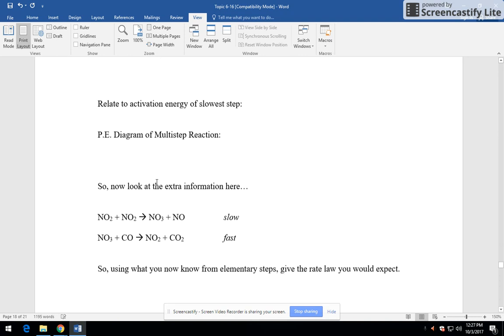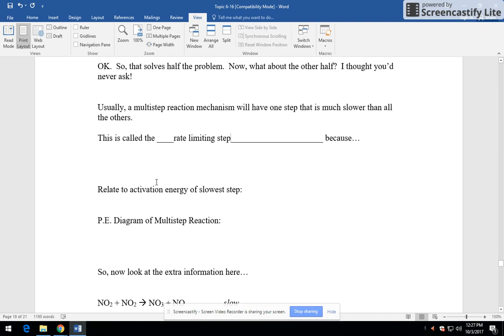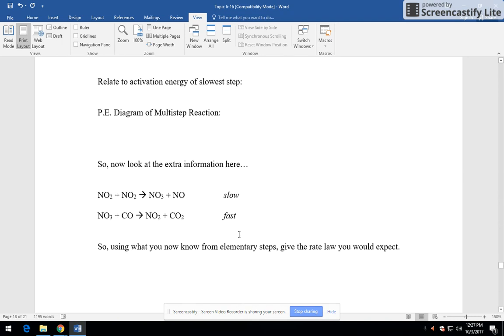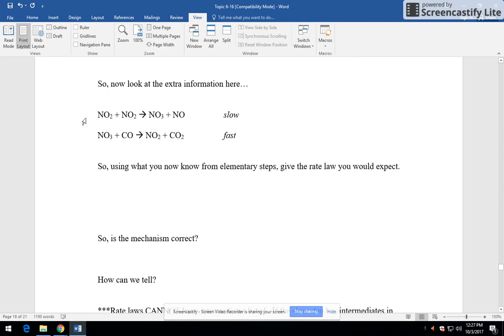Okay, back to the mechanism. So here's the extra information. As I said, one of the steps is going to be much slower than the others. And so here we are halfway down page 40. And I've rewritten the mechanism. And I've let you know that the slow step is this first step, where the two NO2s collide to make the NO3 and a molecule of NO.